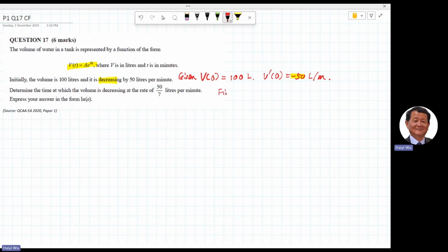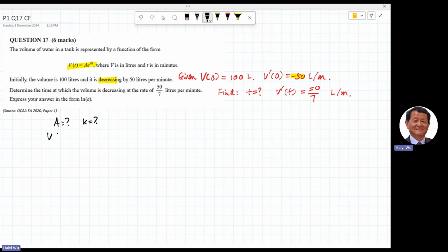What we need to find out is the time when the velocity, the gradient or rate of change of the volume, is 50/7 liters per minute. So let's solve this question. First, we need to decide a couple of things: what A is and what K is. I'm going to use these conditions to do that.